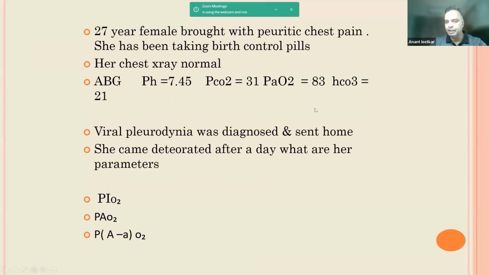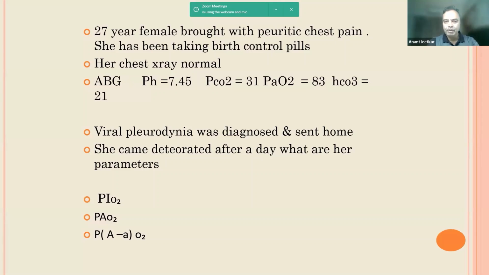Now, if anybody wants to calculate this, I have taken this example from an adult text. A 7-year female was brought with pleuritic chest pain. She has been taking birth control pills. Her chest X-ray was normal. And see this ABG: pH of 7.45, PCO2 of 31, PaO2 of 83, and HCO3 of 21. Just by seeing this ABG, anybody may say this is a normal variant and just pass it on. But after a few hours, this lady deteriorated. So we will just calculate what the AADO2 was in this condition.